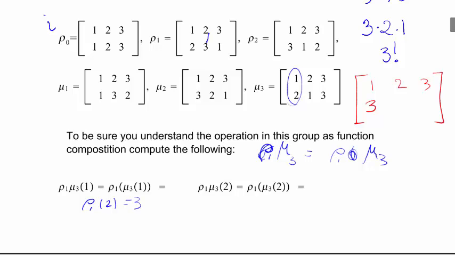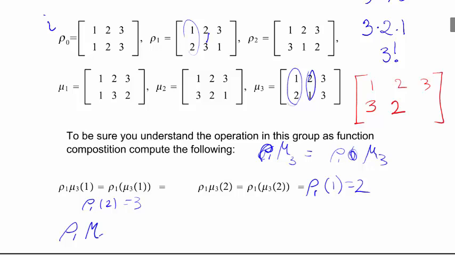Now let's do row 1 mu 3 of 2. That is row 1 of mu 3 of 2, and mu 3 of 2, you see, sends 2 to 1. So it is row 1 of 1. Row 1 of 1 is 2. So we know that this row 1 mu 3 mapping sends 2 to 2. So it fixes 2. And we know now that 3 will be mapped to 1. But let's verify it.